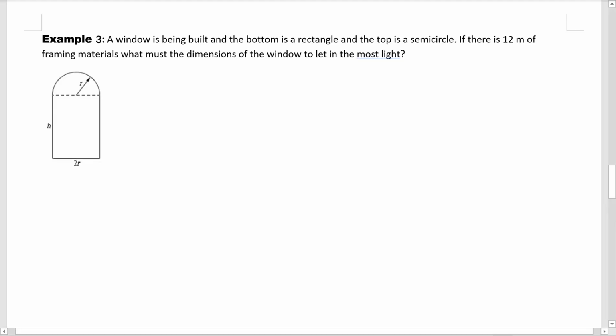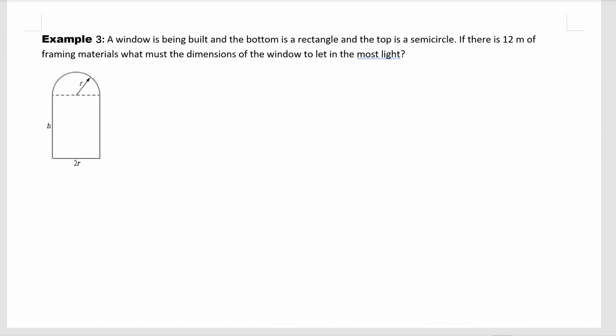Example 3. A window is being built, and the bottom is a rectangle, and the top is a semicircle. If there is 12 meters of framing materials, what must the dimensions of the window be to let in the most light? Okay, so the picture is given and the variables are given. So what is our goal? To let in the most light.